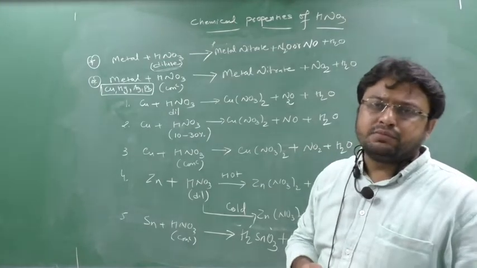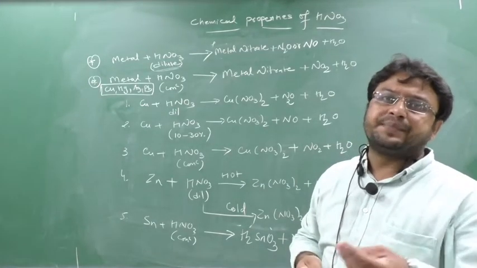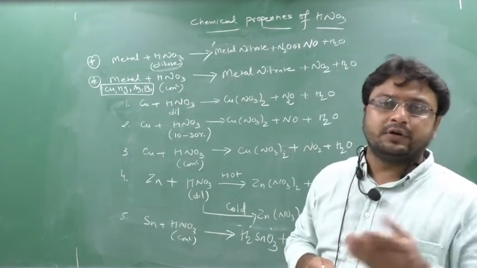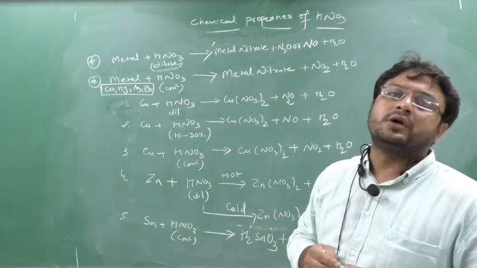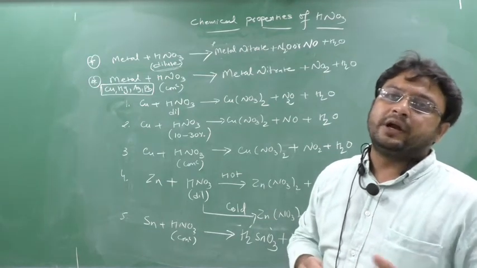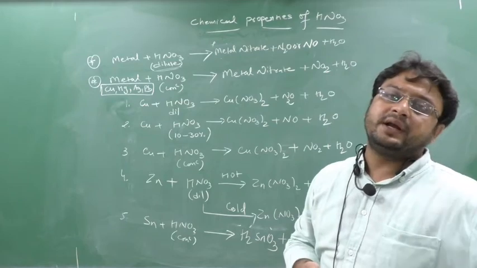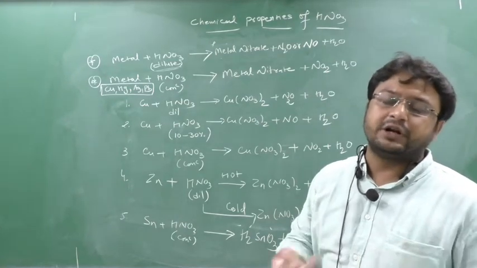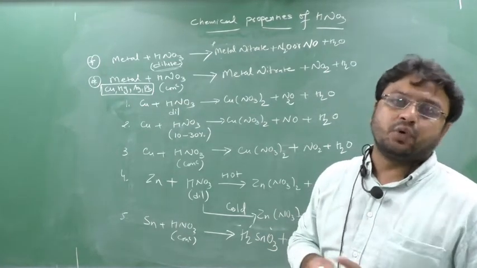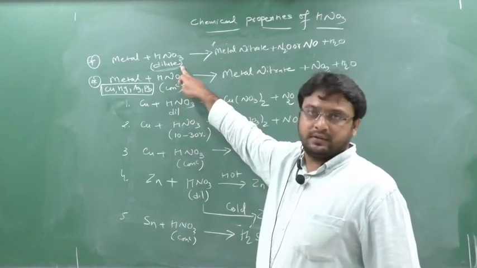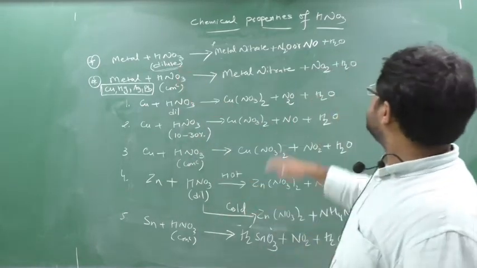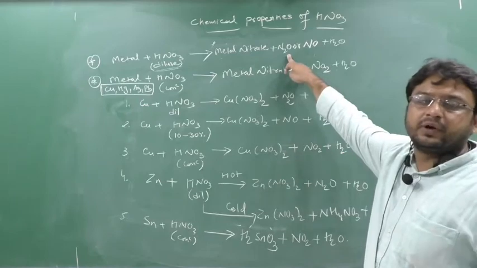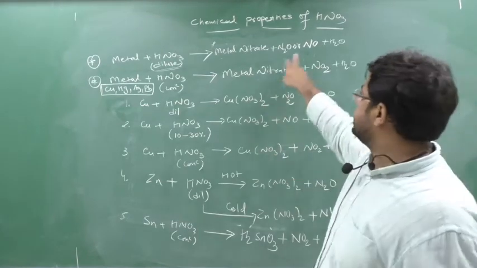Highly diluted means, say, 5% acid and 95% water. Another dilution can be 10 to 30% acid and the remaining percentage water. So it depends on how much dilution. Highly diluted means it will give N2O. Less diluted means it will give NO.